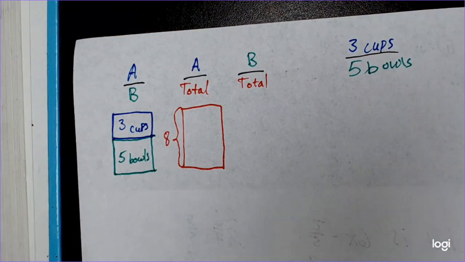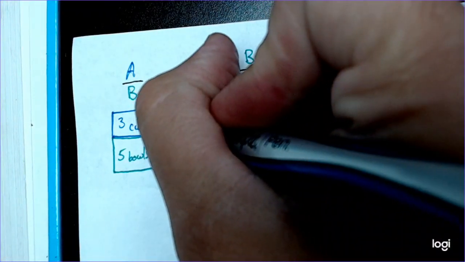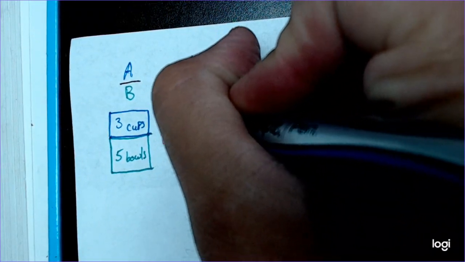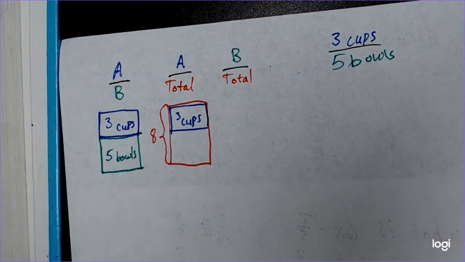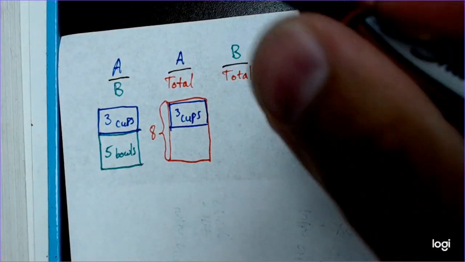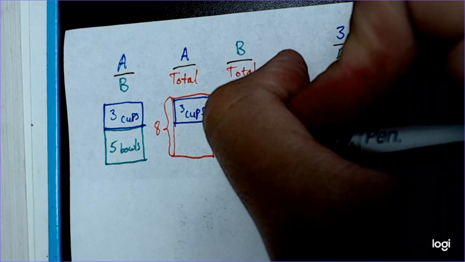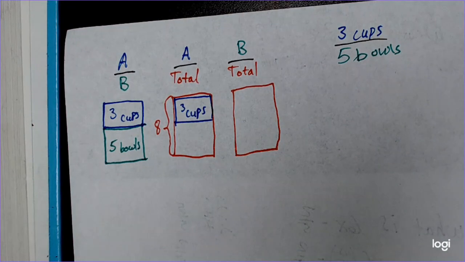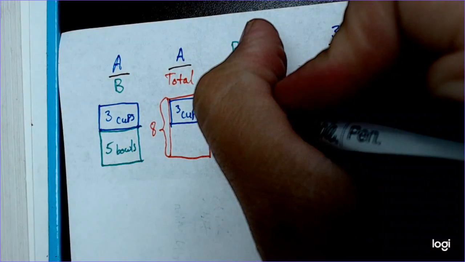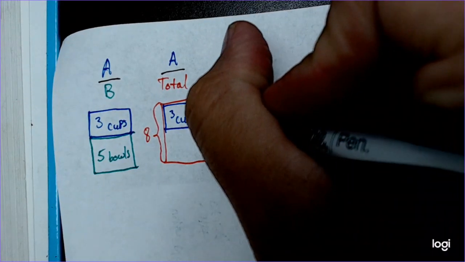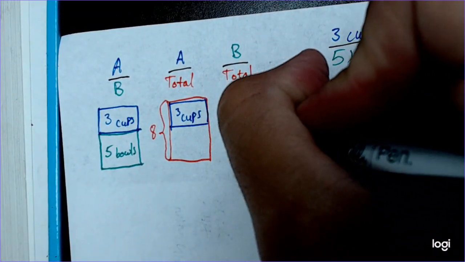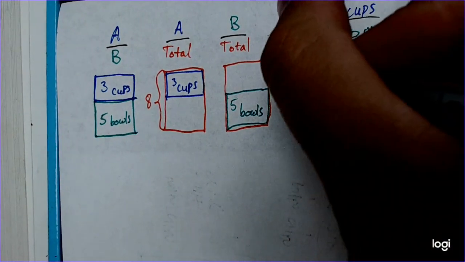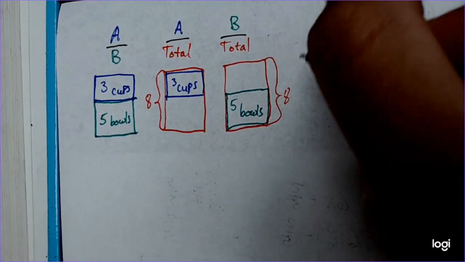And this ratio of 3 to total is just going to be right here, the 3 cups to the total amount. And then vice versa, the other ratio right here would be the 5 bowls to the total of 8. And this is a really good picture of how our 3 ratios work in our problem.